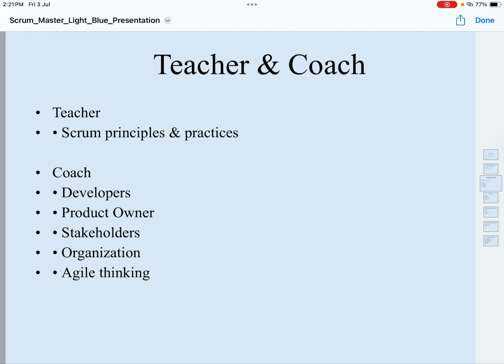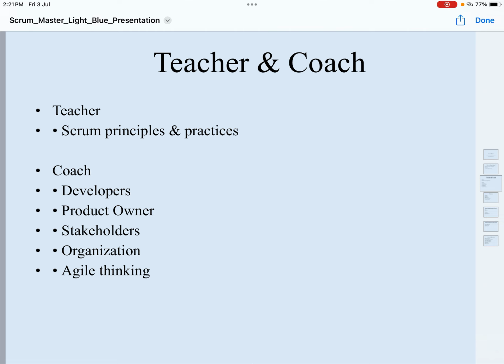Okay, and apart from it, coaching is something which is very central to the role of the Scrum Master. So how does a Scrum Master coach, and whom does he or she coach? Coaching refers to the active way of propagating knowledge around the Scrum framework. Okay, so how does one do that? By asking powerful questions.